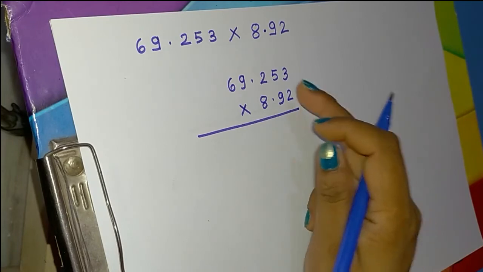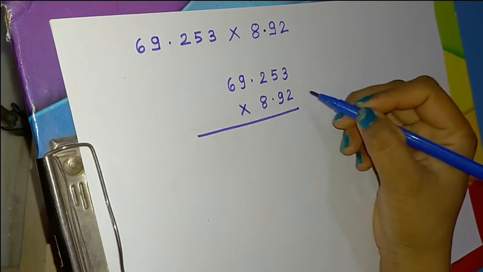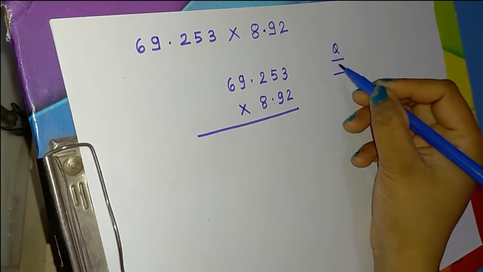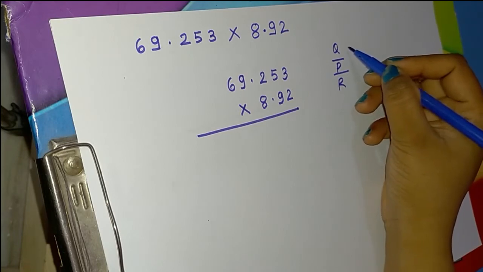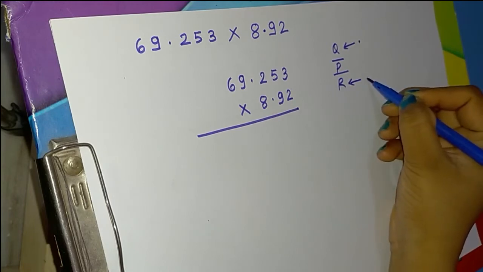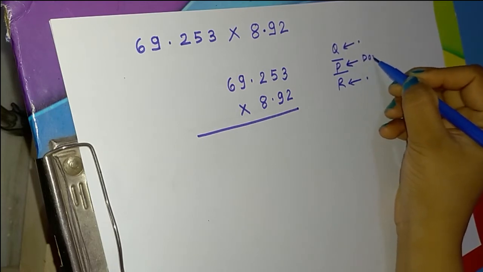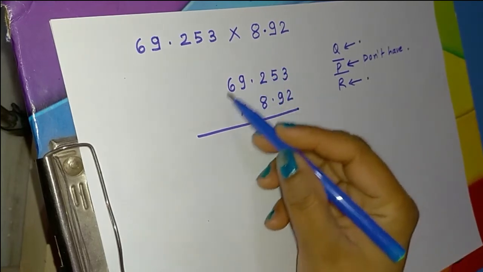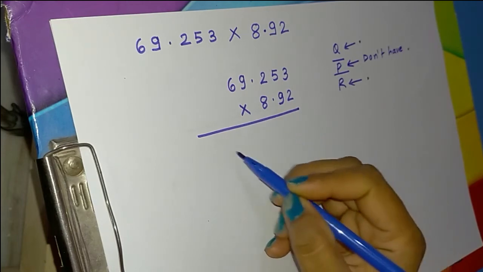Before starting the actual multiplication, I would like to clear one point that a multiplication is always divided into three parts and two lines. Our first part is question, second part is process, and third part is result. In the first part, we can have a decimal point. In the result part also we can have the decimal point, but during the process we don't have a decimal point, right? So this is our question part which contains the decimal points.